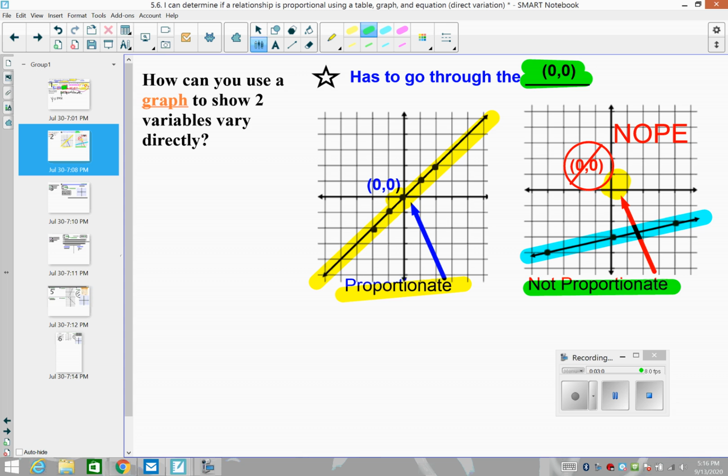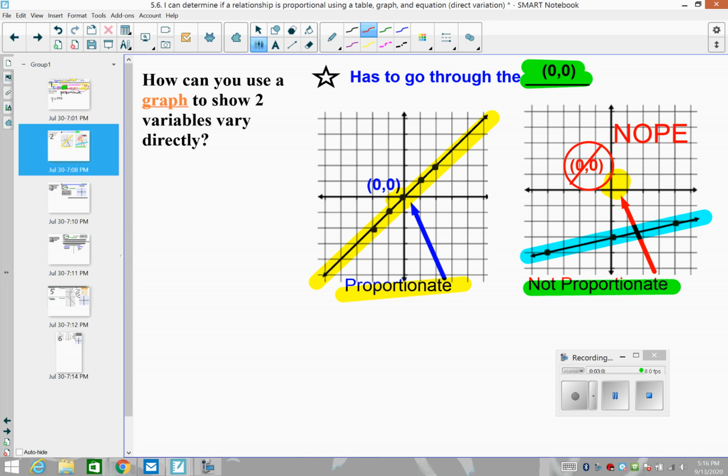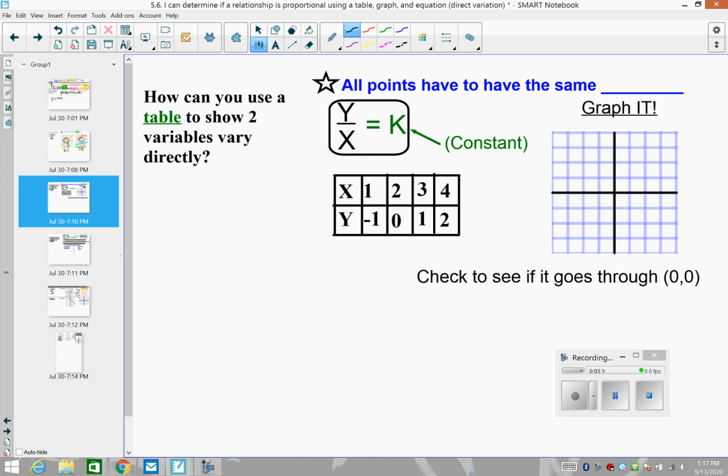So it's a situation where we simply are just looking to see, does the line go through the origin? It does here. It does not there. So that's all you have to do for a graph. So we would say, yep, proportionate. Nope, not proportionate. Does it go through the origin?